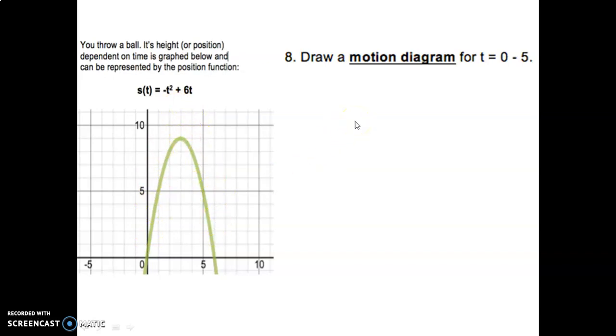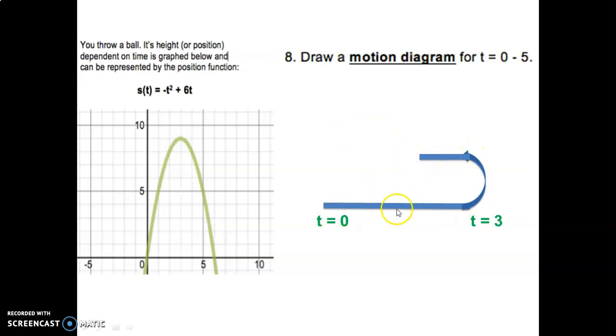But before we do that, let's draw a motion diagram from time equals 0 to 5. Motion diagram is just that linear path that shows what's happening. So we can show at time 0, and then it's moving in one direction. So in this case, it's going up. And then at time 3, it changes its direction. We show it like that, and it's moving in another direction.